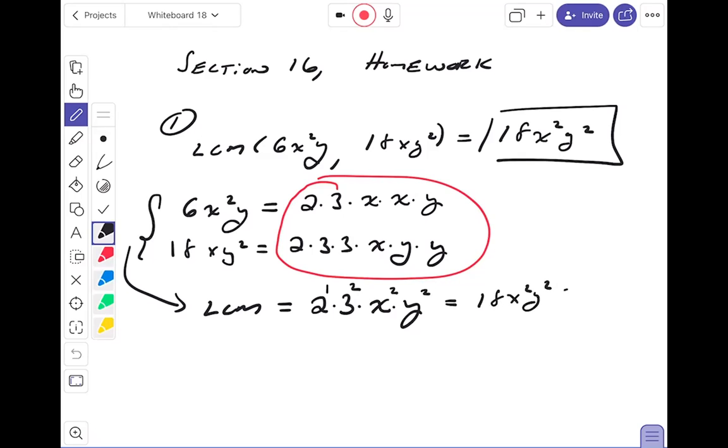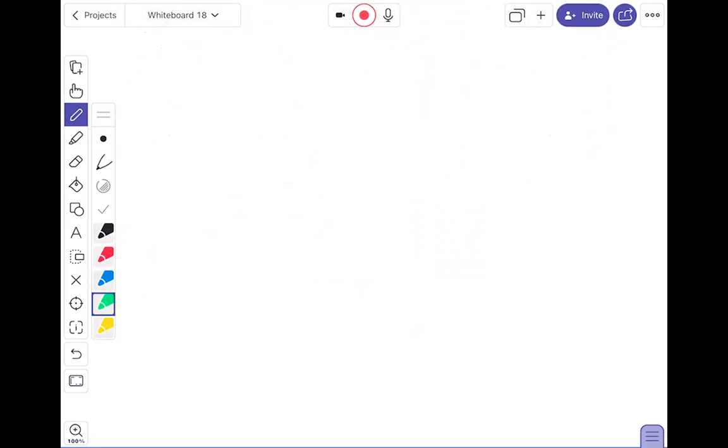We don't do much simplification on that. We're getting the same answer. Let's go to number 2. Again, we're just reinforcing what you learned during lecture.